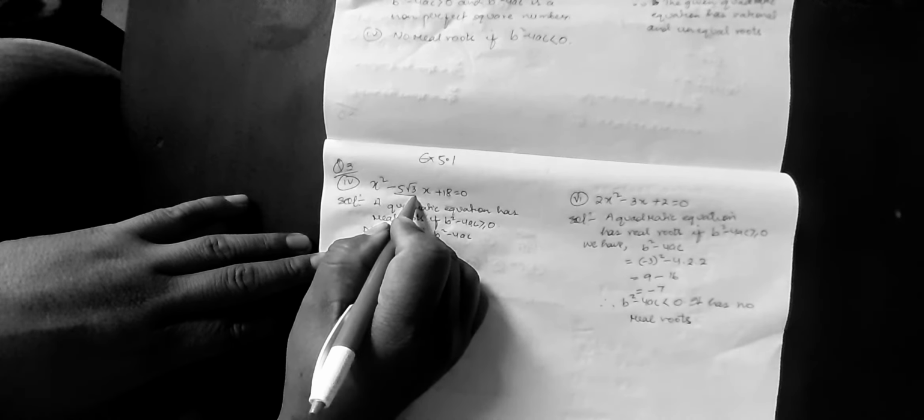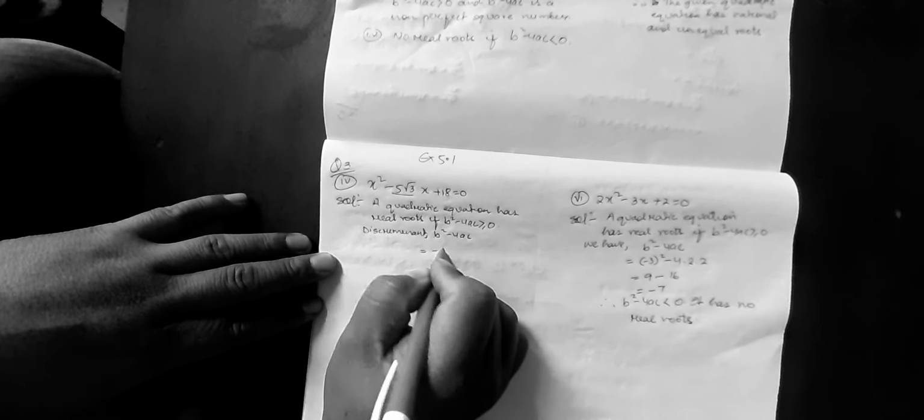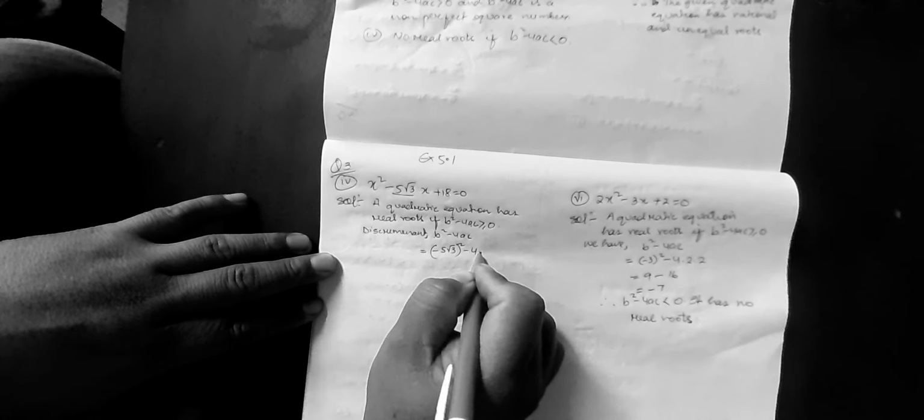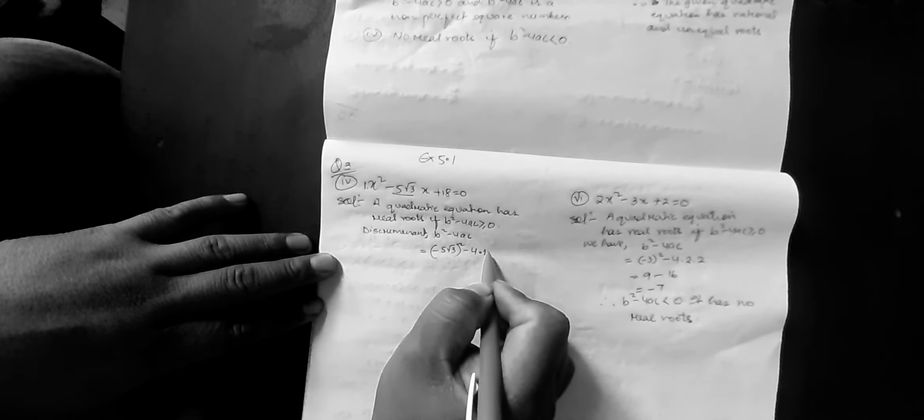The discriminant b square minus 4ac. We will check this value. B value is minus 5 root 3. Minus 5 root 3 whole square, minus 4. A value is 1 here. Nothing is written, so it is 1. Minus 4a. C value is equals to 18. So we have to solve this one.